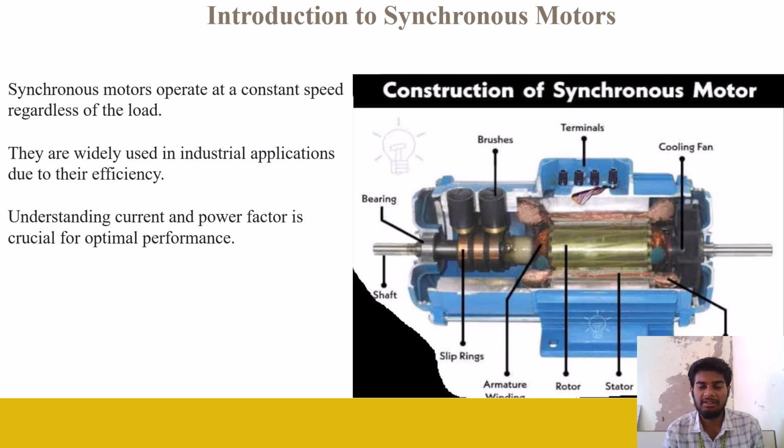How do you calculate synchronous speed? Ns is equal to 120 F by P, where F is the frequency and P is the number of poles. Synchronous speed is represented as N suffix s.